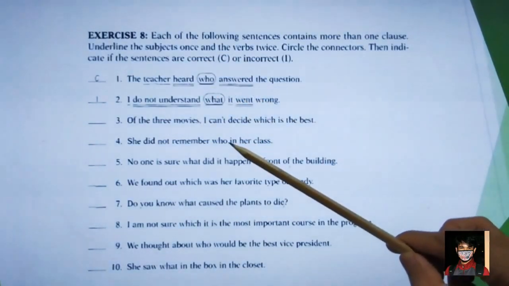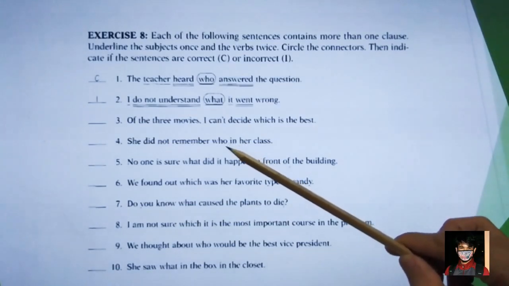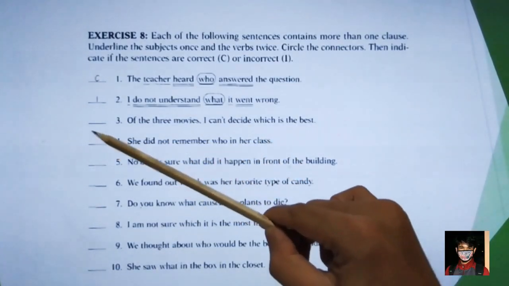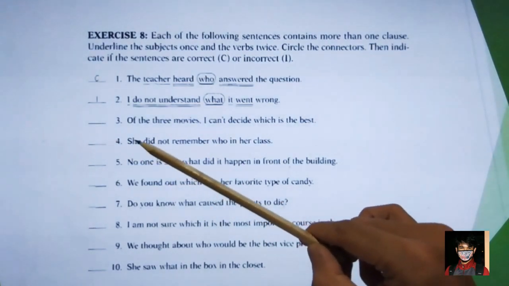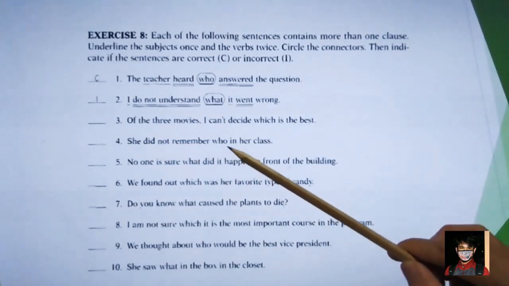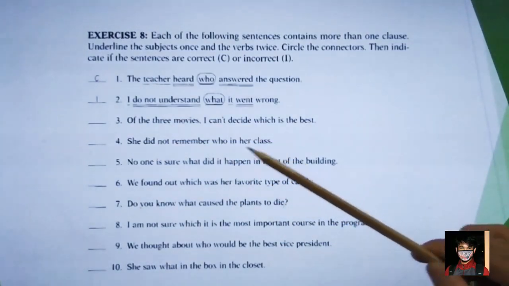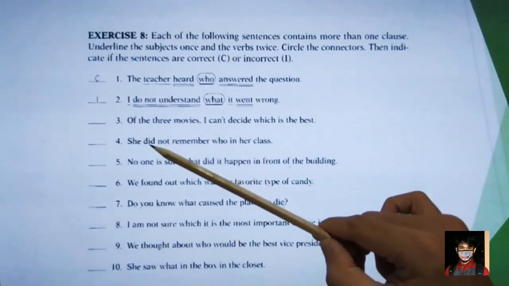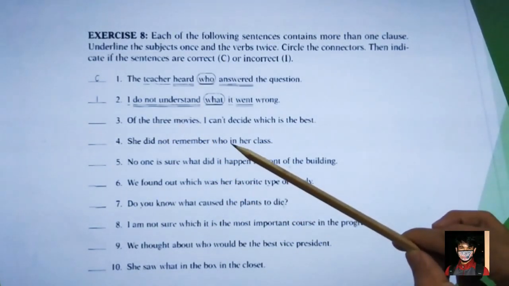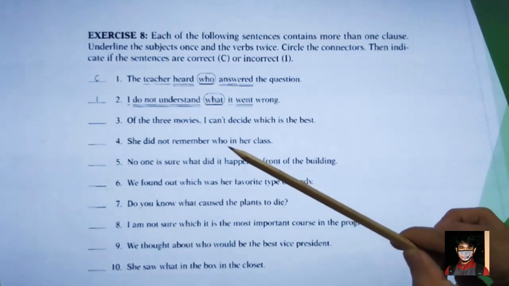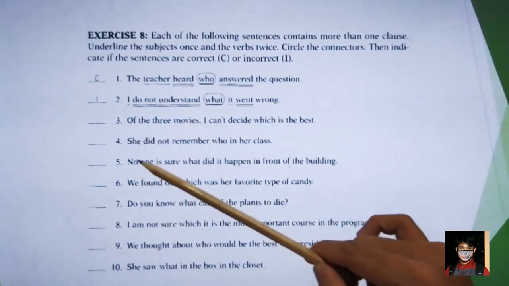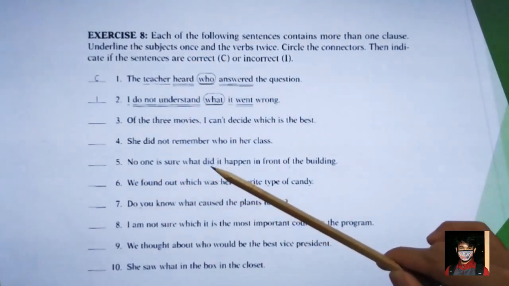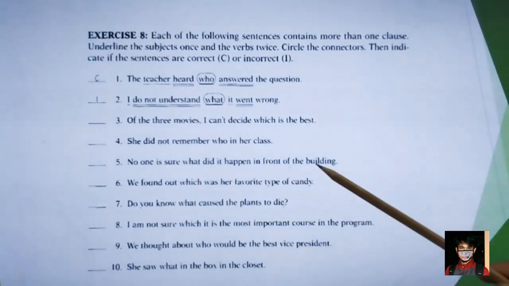But the question is, where is the verb here? So there's no verb here, right? So the sentence is incorrect. It could be correct if the sentence is, she didn't remember who was in her class. Why was? Because it is past tense. Okay? Who was? You can add was here.